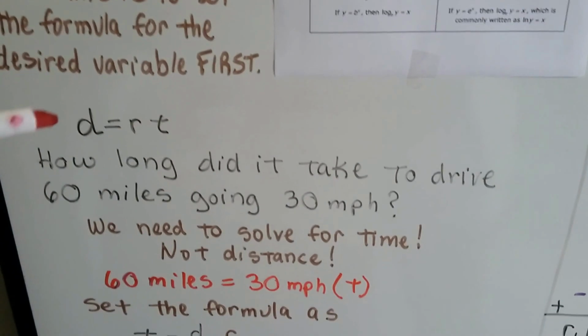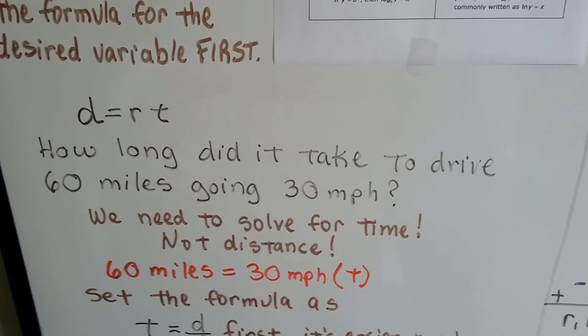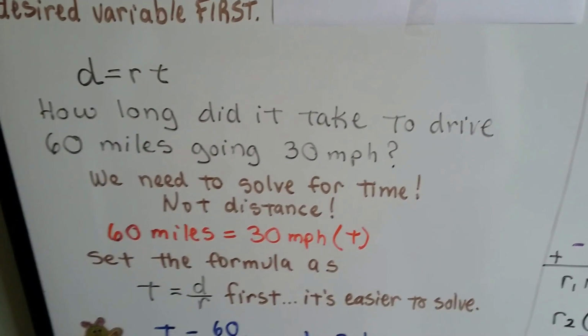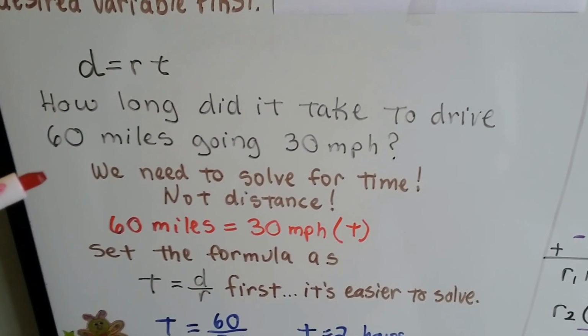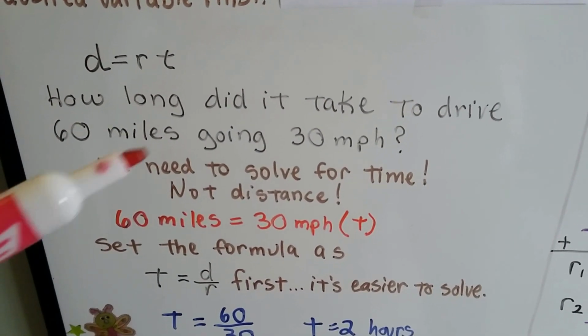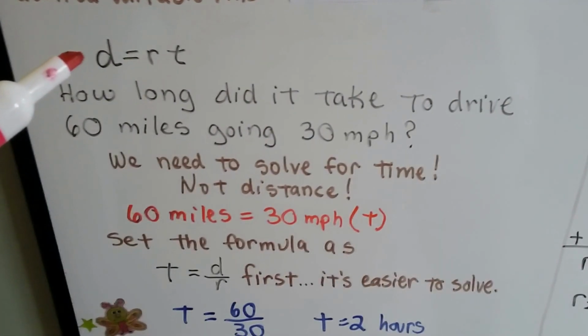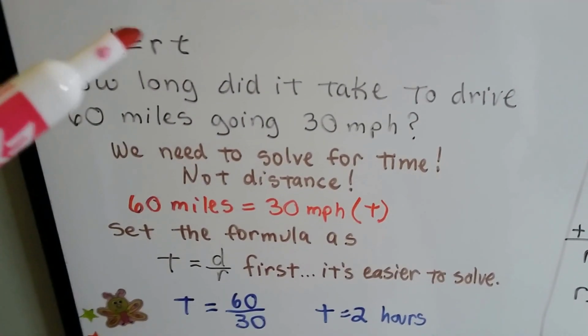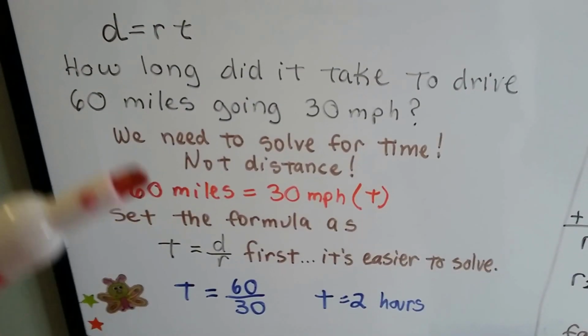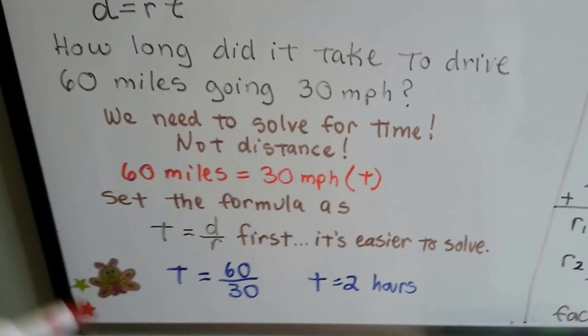So in this one, for distance equals rate times time, how long did it take to drive 60 miles going 30 miles an hour? Well, we need to solve for time. It's saying how long did it take? And it's set to equal distance. So we could solve it this way, but it's a lot easier to set it to the t.